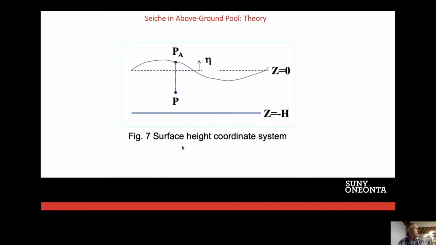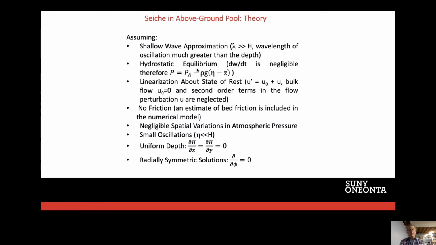And if we use a coordinate system where the free surface is at z equals 0, the bottom is at z equals minus h, and eta is going to be the height of the actual surface relative to the free surface. If we use that in some approximations, the shallow wave approximation has the wavelength of the wave much greater than the depth. Hydrostatic equilibrium, and that gives us a relationship for the pressure.